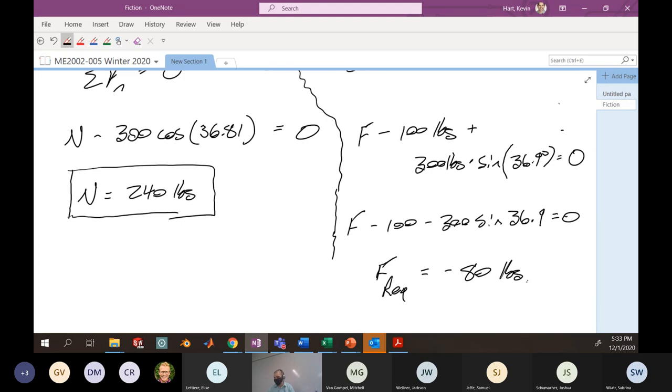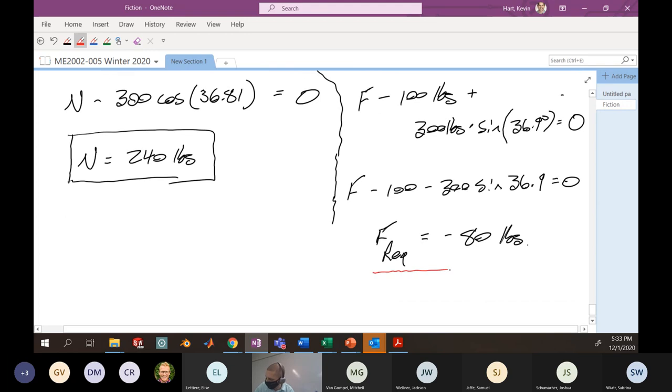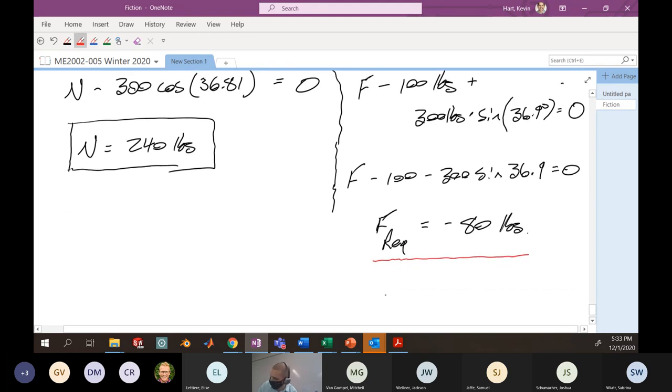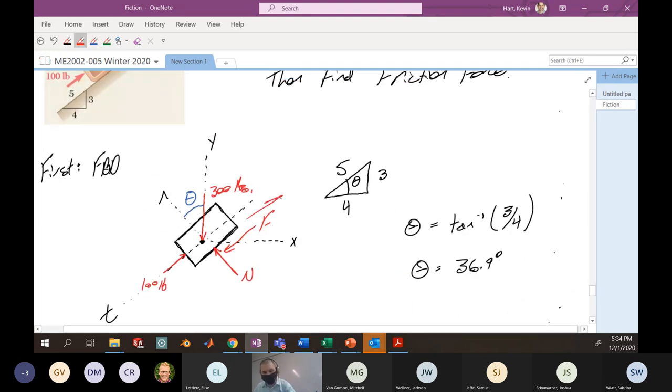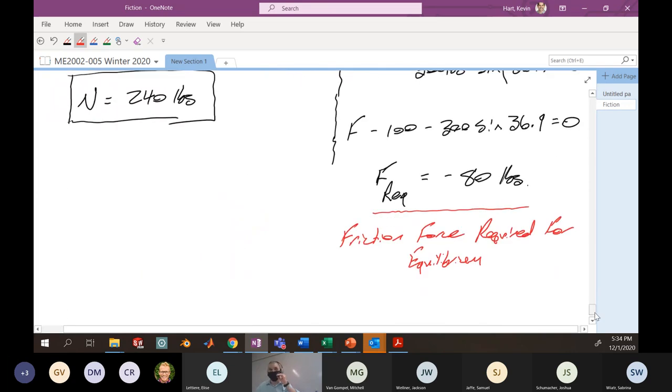All right, so this negative sign is telling me that I drew my frictional force in the wrong way. But like I said at the beginning of the problem, I kind of anticipated that. I just wanted to show what happens with the math. So let's be clear about what this value actually is. This here is the friction force required for this thing not to move. In actuality, we would need 80 pounds acting up the ramp for this thing not to move. Anything less than that acting up the ramp, this thing's going to start sliding on the ramp.